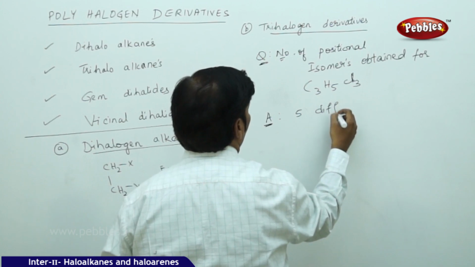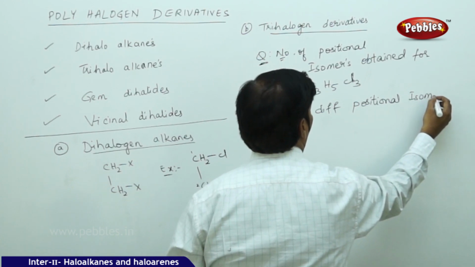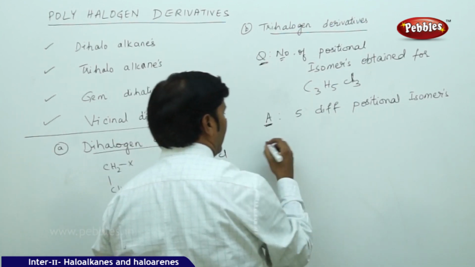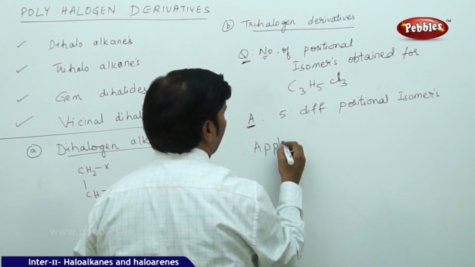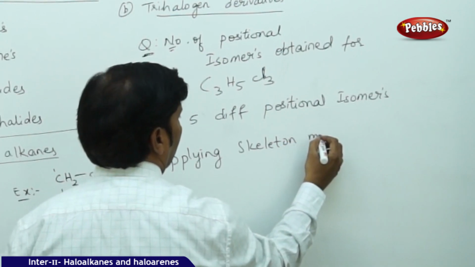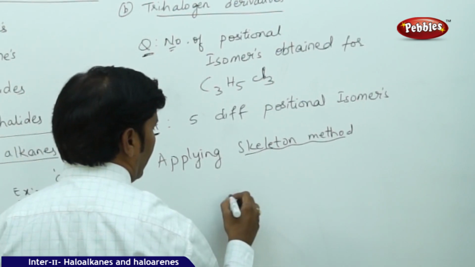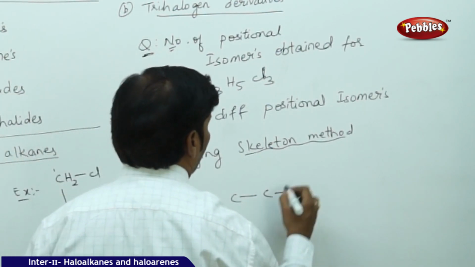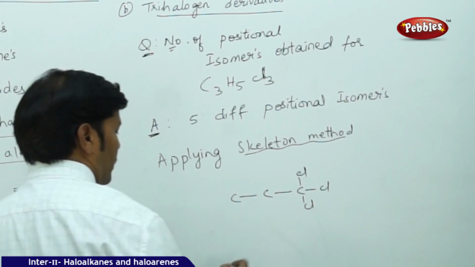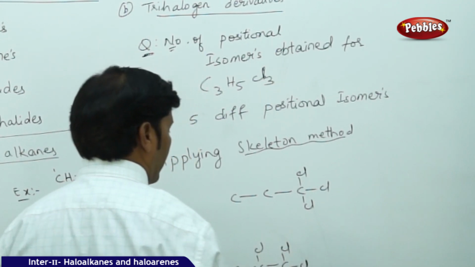different positional isomers. So what is the technique involved in this question? Here we apply the skeleton method. Because there are 3 carbons, here is the first carbon, second carbon, third carbon. I am substituting all the 3 chloro groups on the same carbon. This is the first isomer. Then in the second structure, 1, 2, 3, there are 2 chlorines on the first carbon and 1 chlorine on the second carbon.